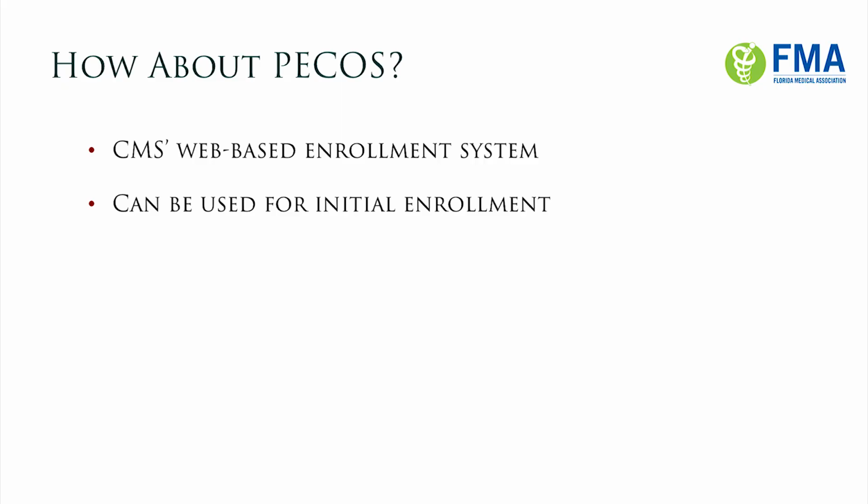PECOS is actually a bit newer. It's only a few years old, and it's been refined a few times by CMS and improved. It is the online web-based enrollment system. So we mentioned the 855B. That's been made more electronic through the PECOS system, and that can be used for initial enrollment. And we again have seen a dramatic improvement over the last few years in the PECOS system.